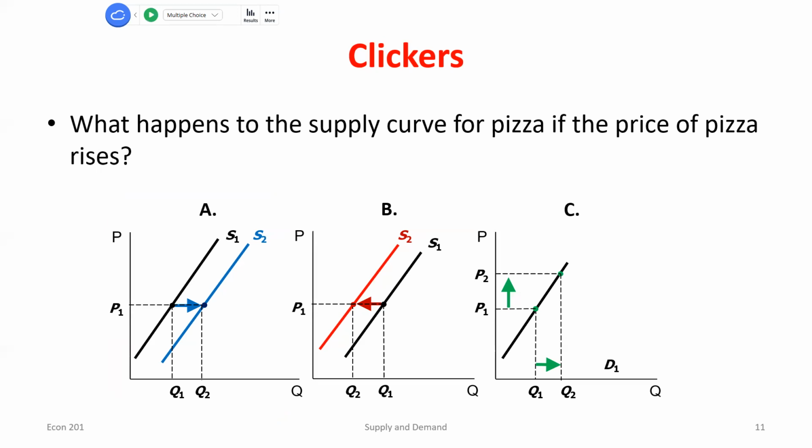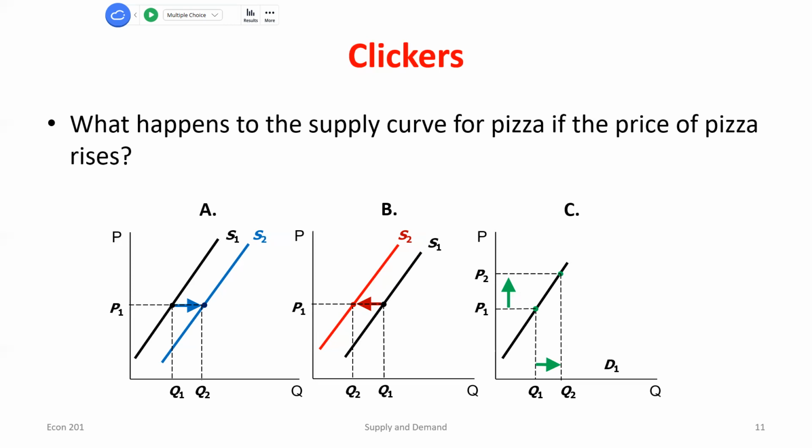It's telling me the relationship between the price of that good and the quantity supplied of that good. So there's no shift in supply when the price of the good we're looking at changes. We're just moving to different points along that supply curve, right? Remember, the idea of the supply curve is the relationship between the price of that good and the quantity supplied of that good, holding everything else constant.